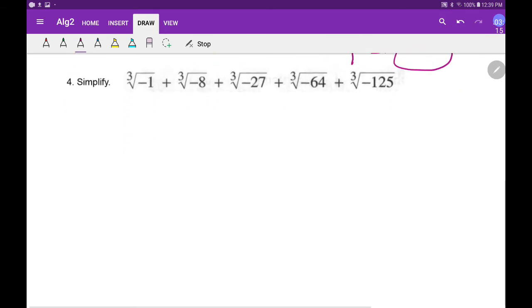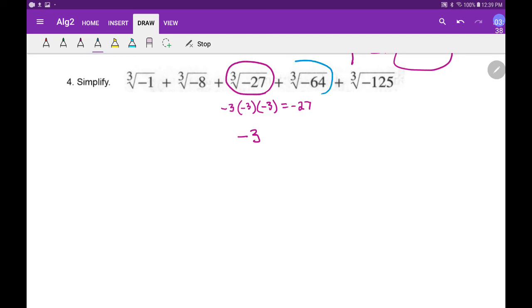Alright, let's see here. Let me do this one. The third root of negative 27. Well, it's odd, so I can get a negative. And it's going to be negative 3, right? Because negative 3 times negative 3 times negative 3 is negative 27. So that means negative 3. And let me do one more. Negative 4 times negative 4 times negative 4. So that second one is negative 4. And then you go ahead and finish and add them up.